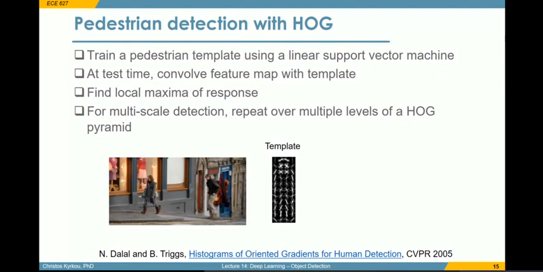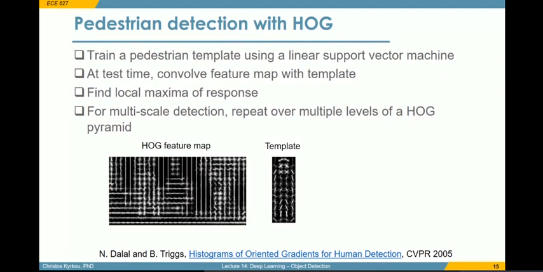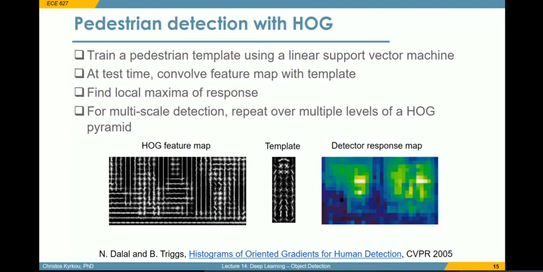We get the input image, we transform it into its HOG representation, and then we convolve this with the template to get the responses where there are possible objects. The higher the response, the higher the possibility of an object. And we do this for multiple scales of the input image to account for different sizes of the object.